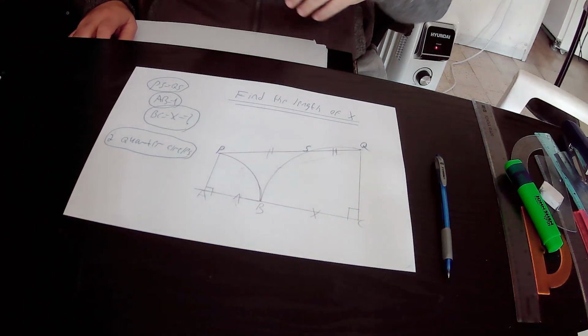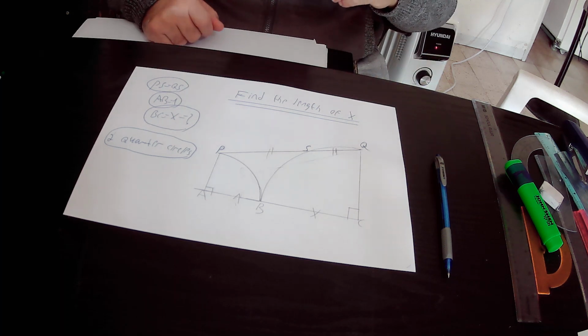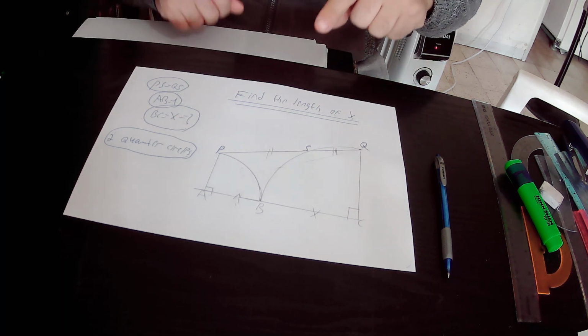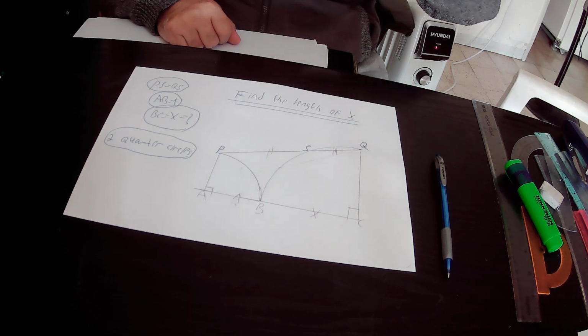Hello, in this lecture we'll find out the length of line segment X. In the drawing we have two quarter circles. The two quarter circles touch each other at point B.